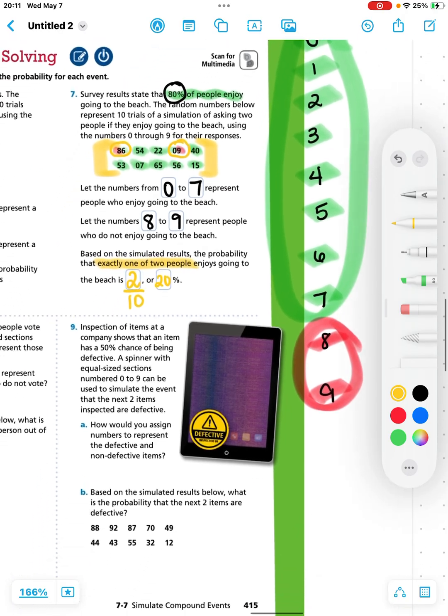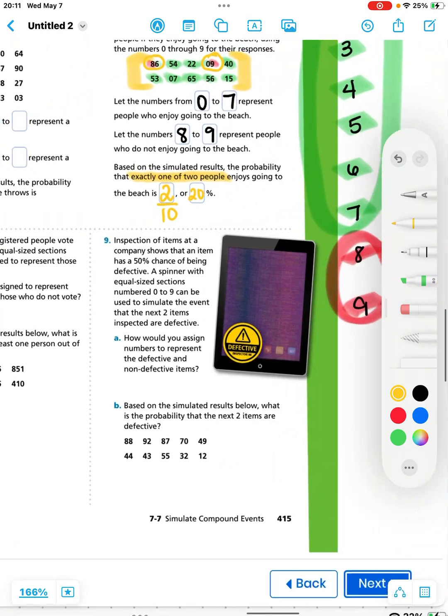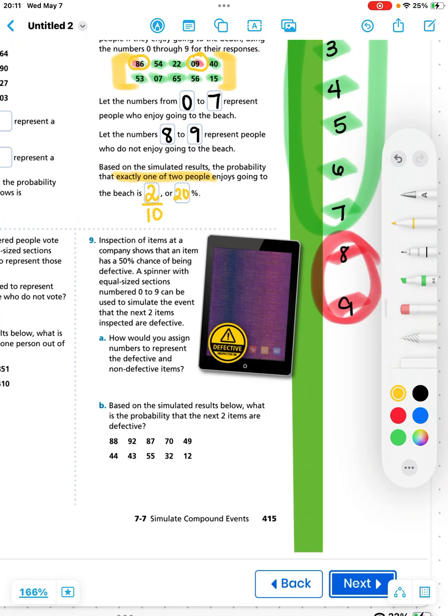All right, going on with our odds, looking at number 9, we have an inspection of items at a company shows that an item has a 50% chance of being defective. That's not good. A spinner with equal size sections numbered 0 to 9 can be used to simulate the event that the next 2 items inspected are defective.